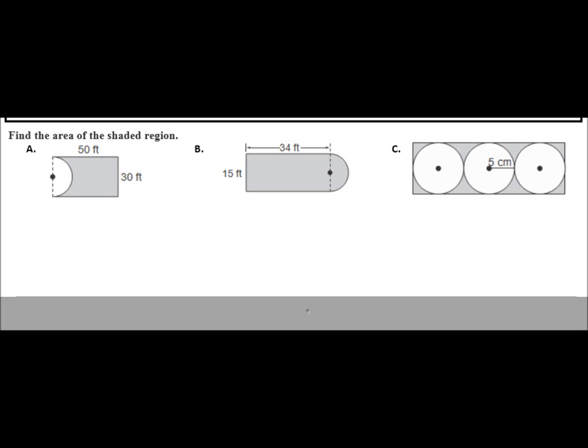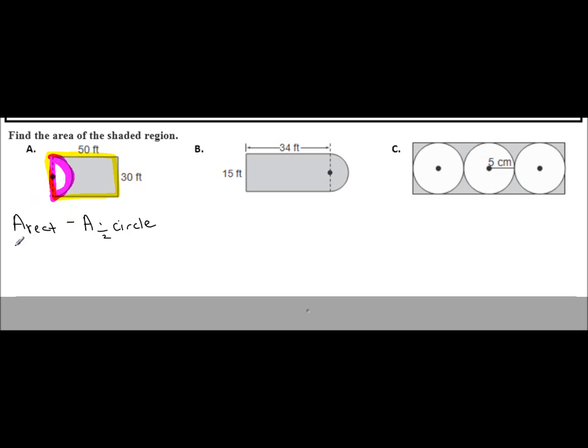Okay, so to find the area of the shaded region, first we take note of the largest figure, which is a rectangle. And then we want to take away the semicircle because that's what's not a part of our area. So our first step is to find the area of the rectangle and then subtract that semicircle away, which is just half a circle area.